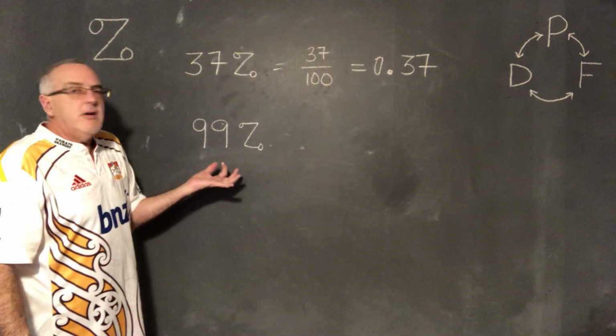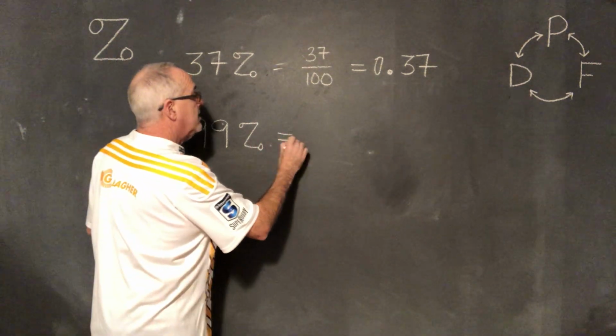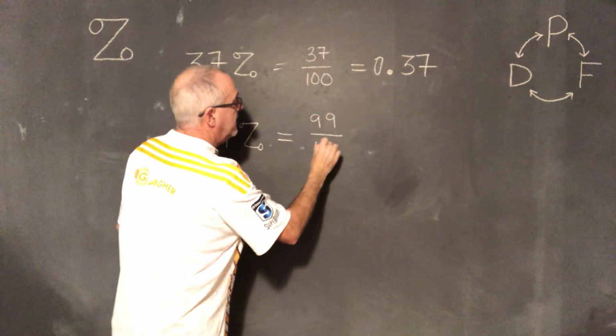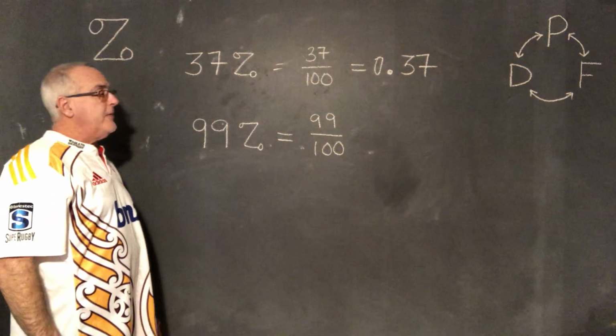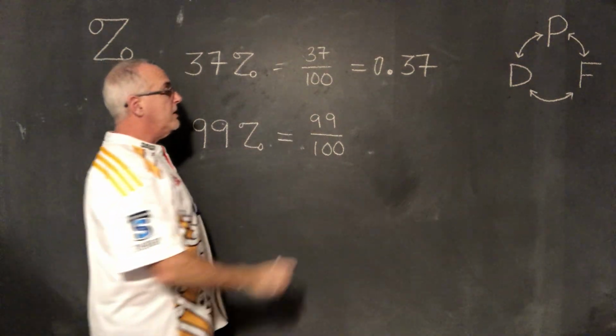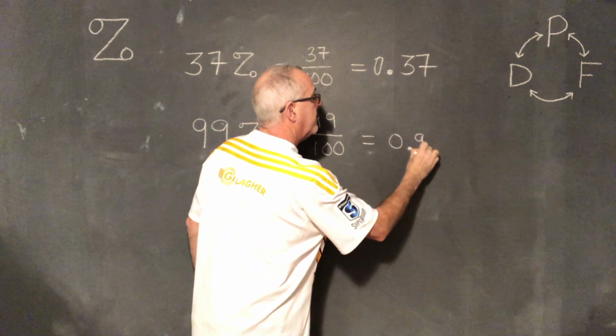So is it going to be harder? Let's see. And of course what we see is no, actually it's not harder, because 99% means 99 out of 100. And I can turn it into a fraction that quickly. And I cannot reduce this, but I don't want to anyway, because what I want to do instead is convert it into a decimal. It's going to be 0.99.